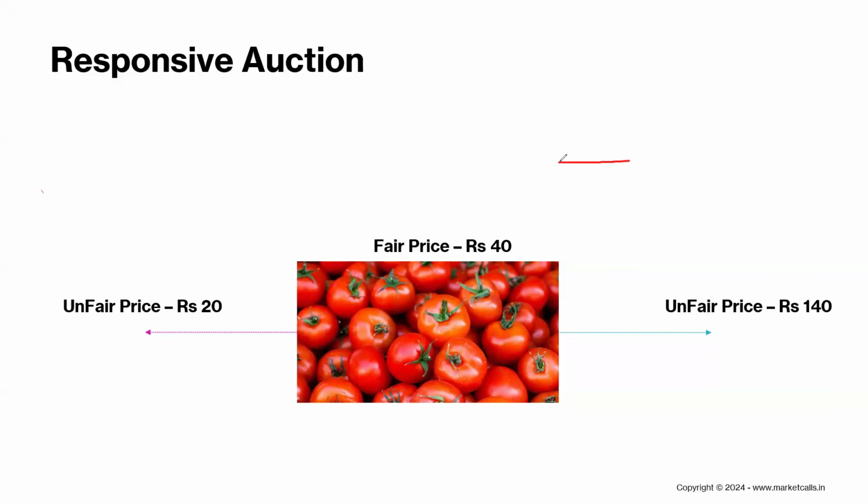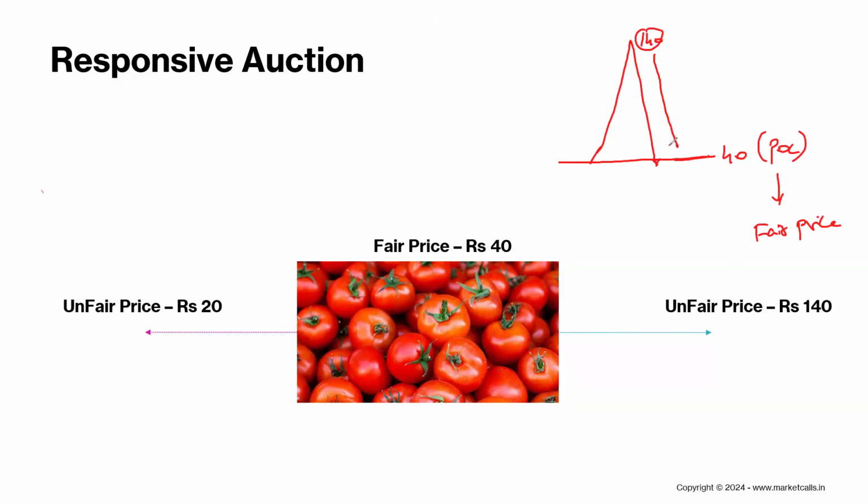So let's say I know that the fair price is 40 rupees. Right now, the price went to 140. From 140, again, it is falling back to the 40 levels. So I know that this is going to be my point of control, this is going to be my fair price. So from the unfair price, it is shifting back to the fair price zone where it is supposed to spend more time. And that is what we call a responsive auction.